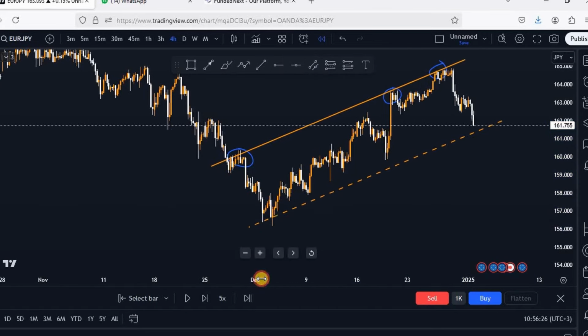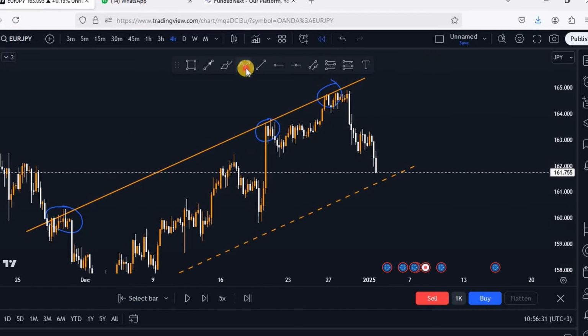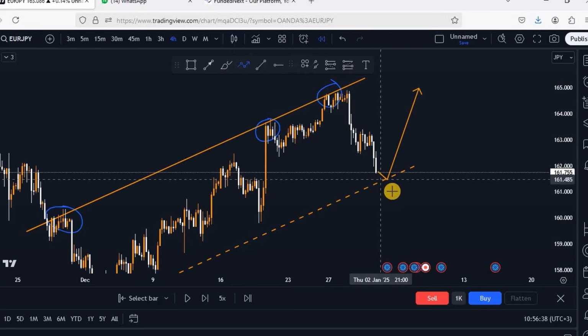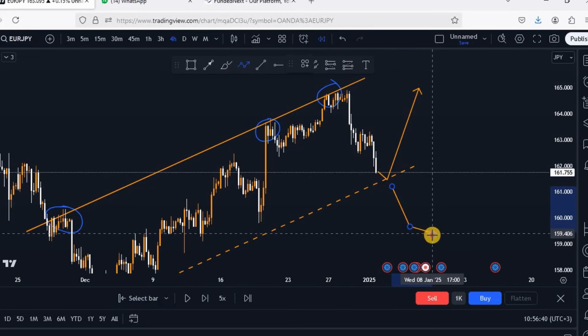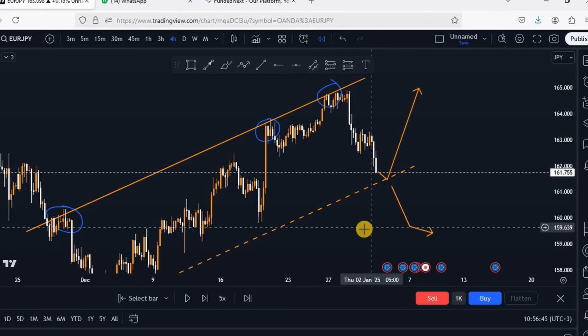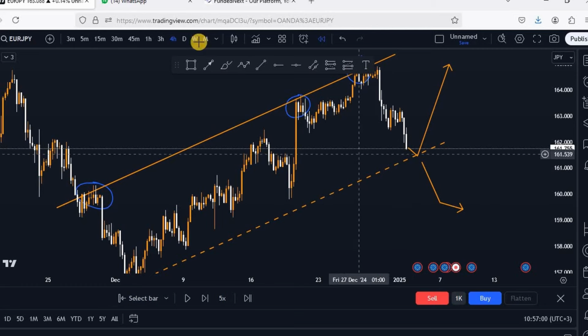So now, what am I waiting for? I'll wait for some kind of rejection here to see that the market is buying, or if the market breaks, then it will be a sell. At this point I didn't have a bias, but I have been seeing this pattern for quite some time, so I was very confident. I already knew it would be a buy. All right, let's see.